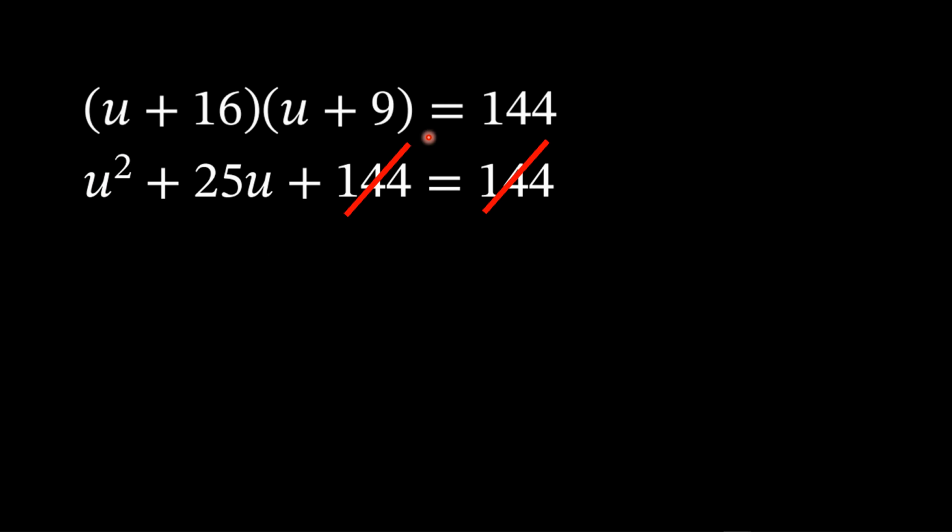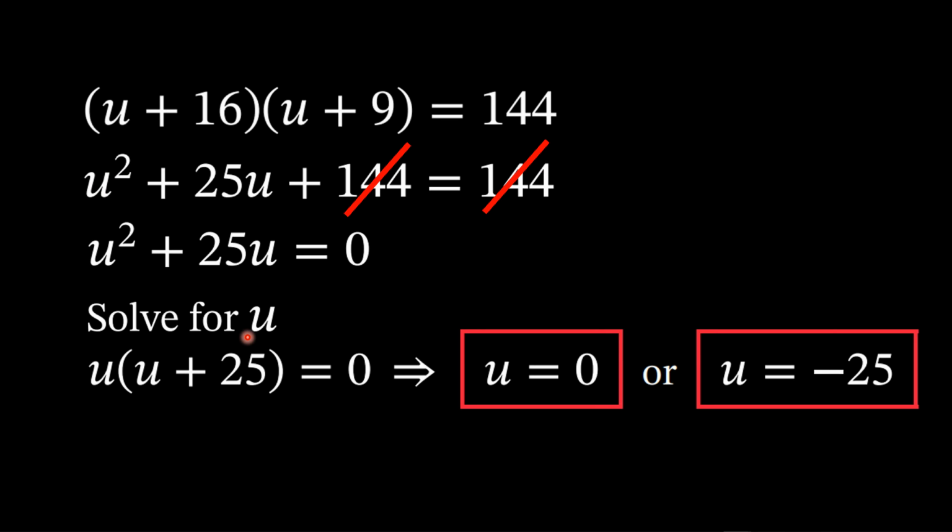Subtract 144 from both sides. The 144 cancels out, leaving u squared plus 25u equals 0. We can factor u. u multiplied by u plus 25 equals 0. So either u equals 0 or u plus 25 equals 0, which means that u has to equal negative 25. Please recall that u equals x squared plus 10x.